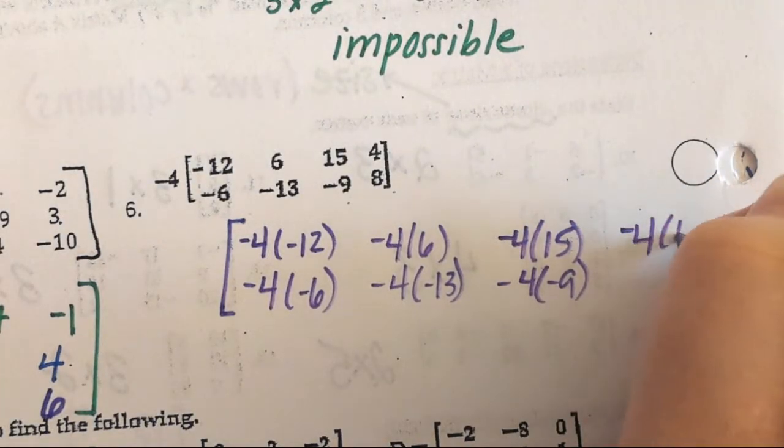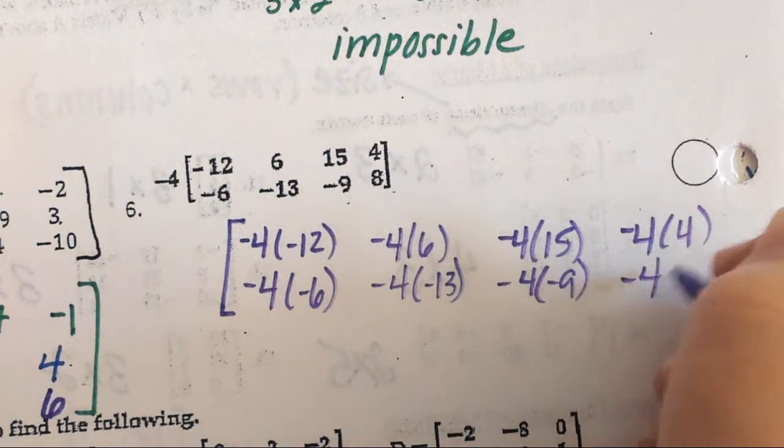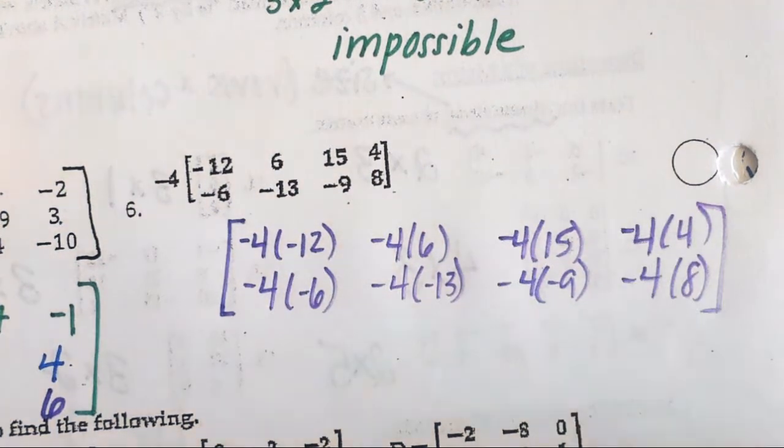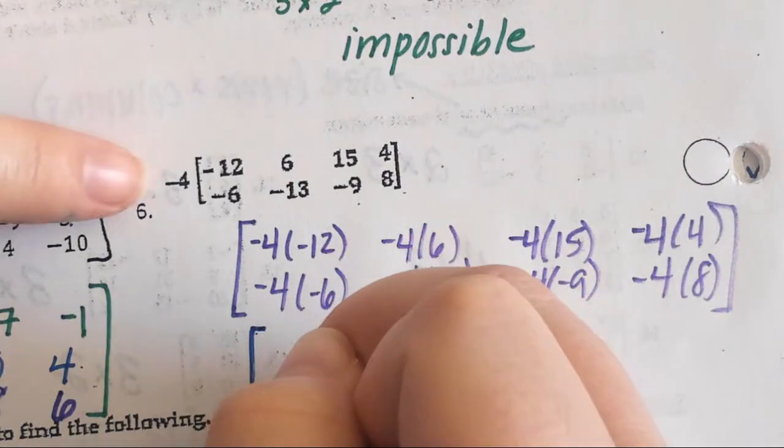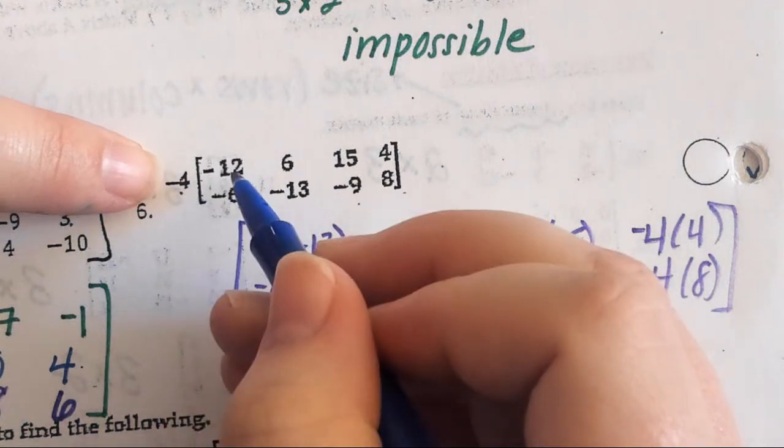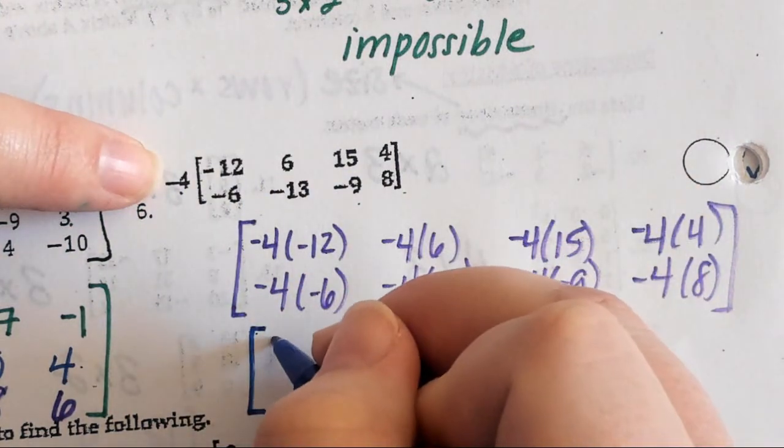-4 times 4, and -4 times 8. But again, really all I'm just doing is distributing that -4 to every single element of that matrix. So if I wanted to jump to the answer, I could have to begin with. -4 times -12 ends up being +48.